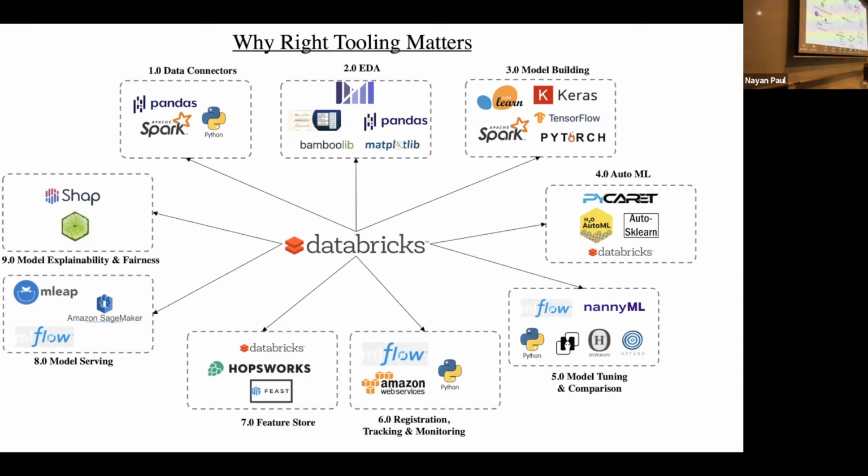You should have some kind of model registration, tracking, and monitoring capability. You should have the ability to integrate your outcomes into a feature store, all the features that you selected. You should have an ability to serve your model, either as a batch model or a real-time model. And you should be able to explain the fairness and the outcome of the model through some of the libraries.